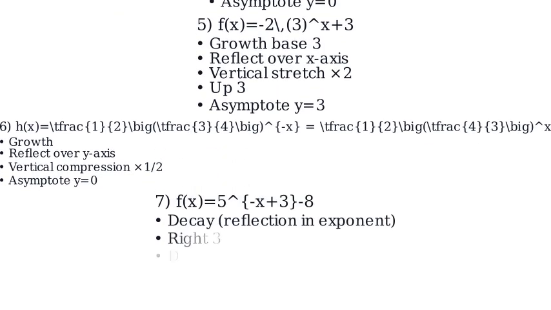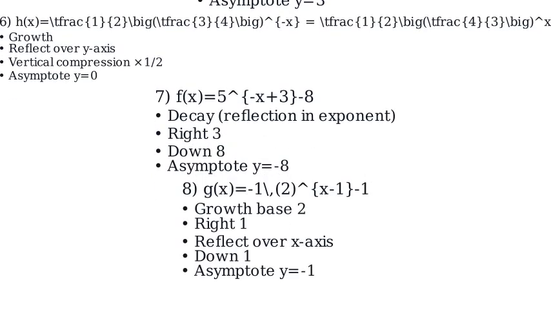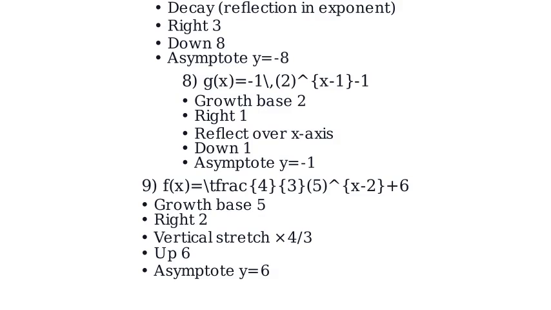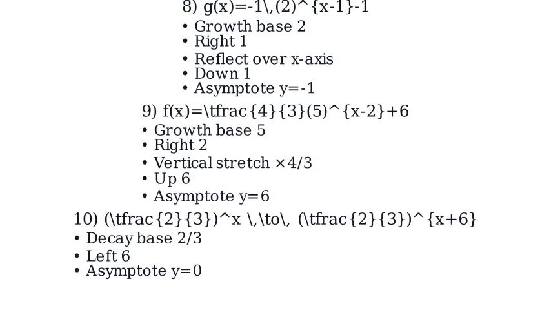7. 5 to the negative x plus 3 minus 8. Reflect over y-axis, right 3, down 8. 8. Negative 1 times 2 to the x minus 1, minus 1. Reflect over x-axis, right 1, down 1. 9. 4/3 times 5 to the x minus 2, plus 6, right 2, up 6, vertical stretch by 4/3. 10. From 2/3 to the x to 2/3 to the x plus 6, left 6.